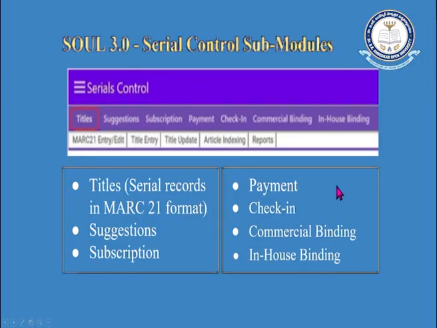After completely receiving the journal issues, the binding operations will be initiated and the binding accessioning will be there for bound volumes of the serials. The serials module will be like that. The serials also will have the MARC 21 entry edit, and the serials bibliographic format will also be created in the administration module only.